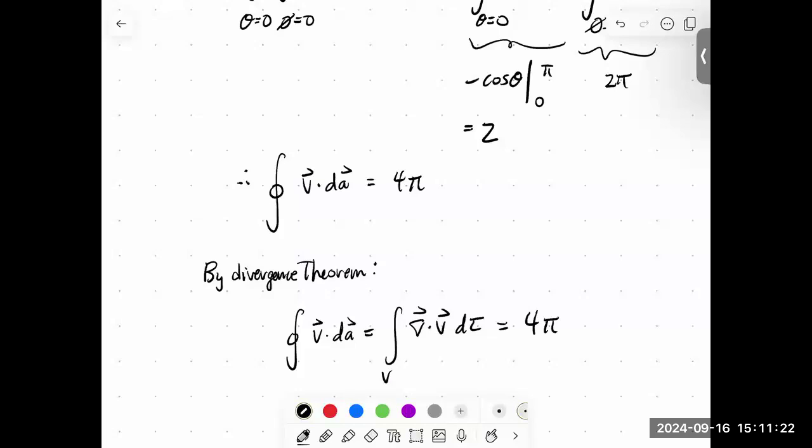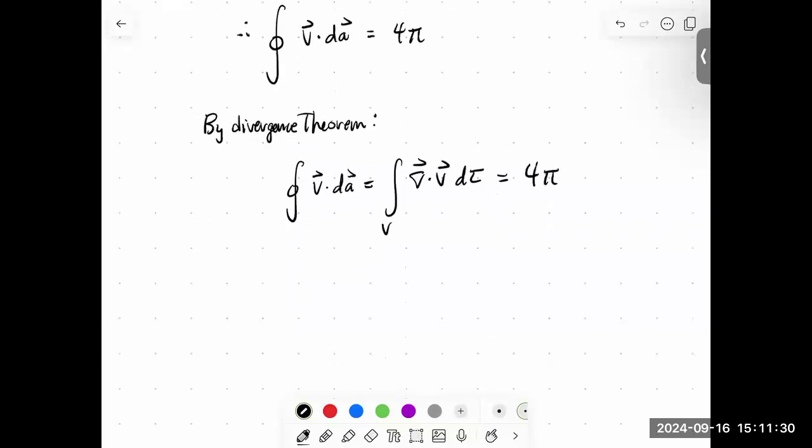But we've already said that this thing is 0 everywhere except at one point. This is 0 everywhere except at the origin. And so what we end up doing is defining a new function to be able to handle this case and make the divergence theorem consistent with the fact that this is 0 everywhere except at one point.